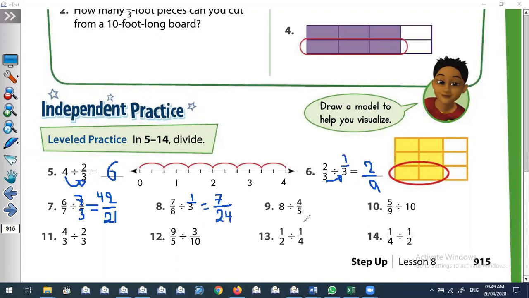The next one. Here, we are going to flip the second one. Instead of 4 over 5 it will be 5 over 4. Now multiply. 8 times 5 is 40. 1 times 4 is 4. 40 divided by 4 is 10. Here we are going to flip the second one. 10 over 1 will be 1 over 10. So it will be like that, 1 over 10 to flip it.